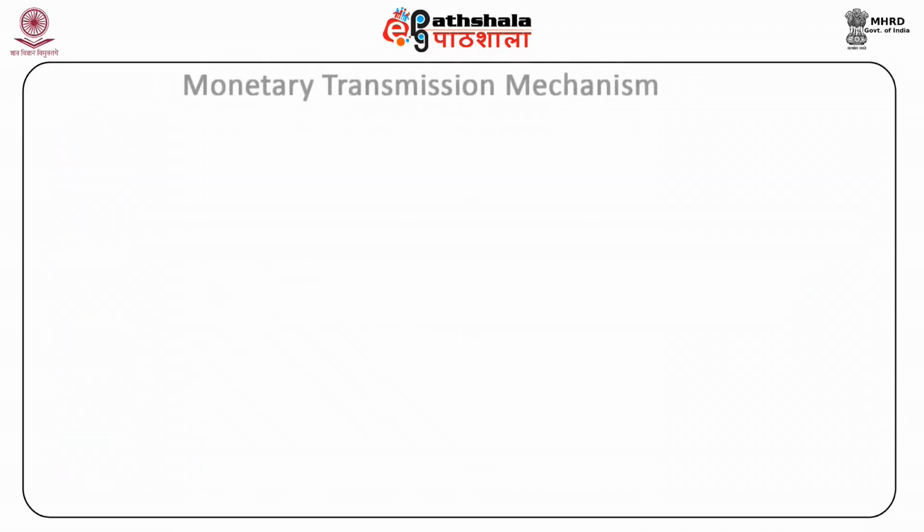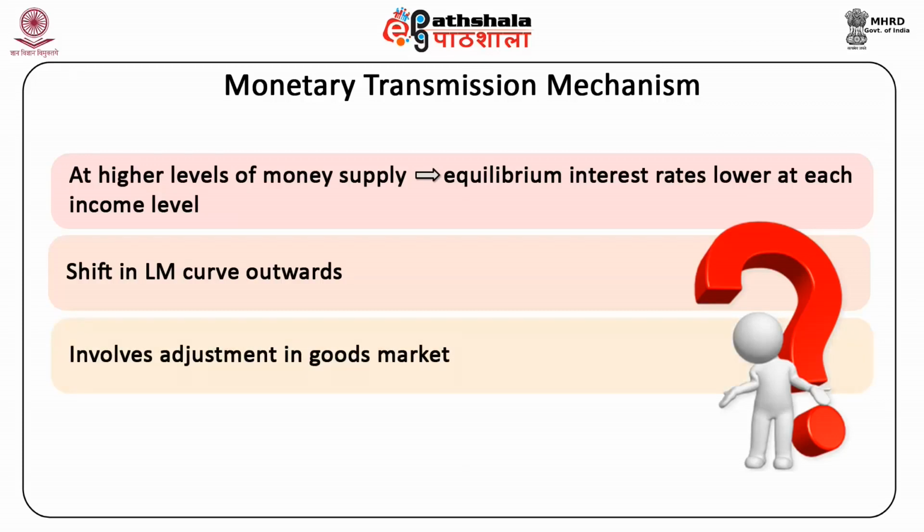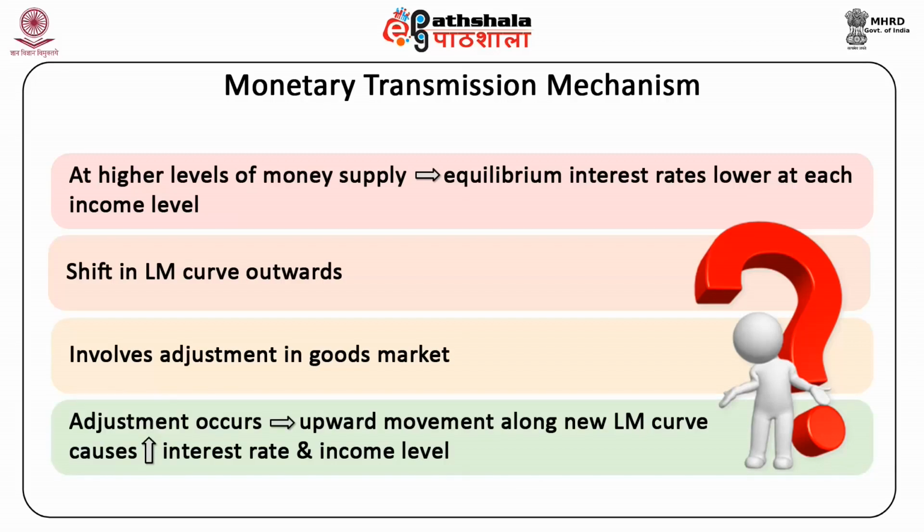In terms of the LM curve, this means that at higher levels of money supply, equilibrium interest rates will be lower at each income level, which translates into a shift outwards in the LM curve. This also involves adjustment in the goods market as we are talking about the effects of monetary policy in the ISLM framework. The adjustment occurs in the form of upward movement along the new LM curve which causes a rise in interest rate and income level.